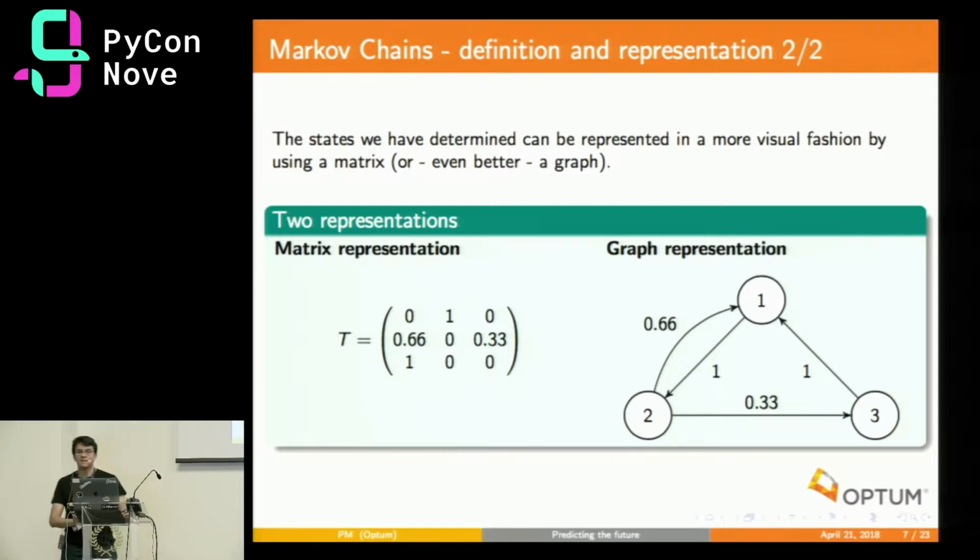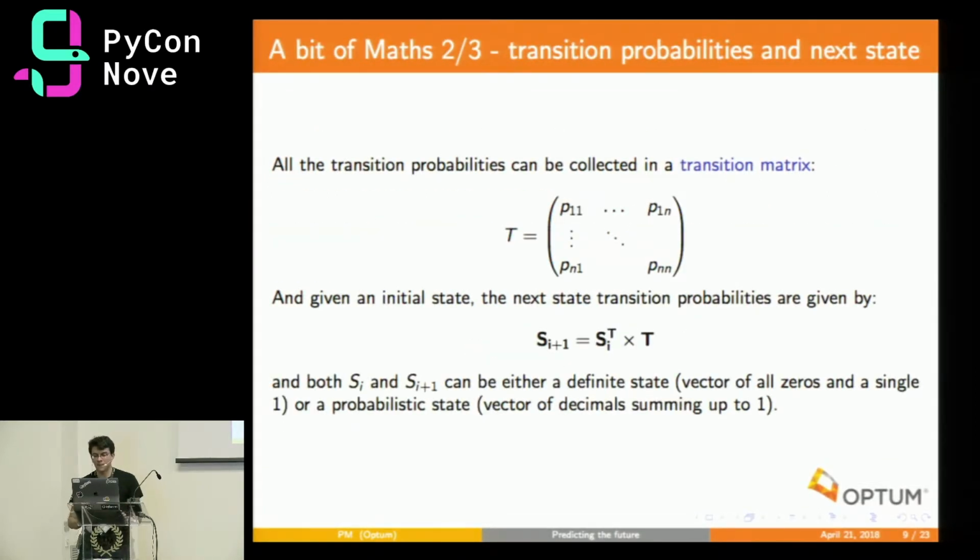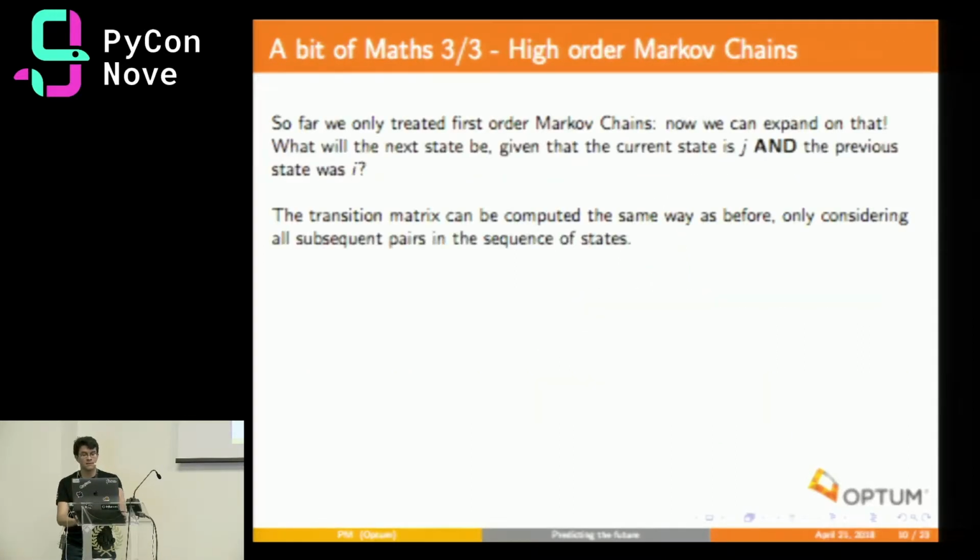If we multiply that column vector 0, 1, 0 by this transition matrix, we'll actually just get the second row. So that means that we have a 66% probability of being in state 1 and 33% of being in state 3. That's all there is to it. Okay, and these are probabilities, so these vectors must sum to 1.